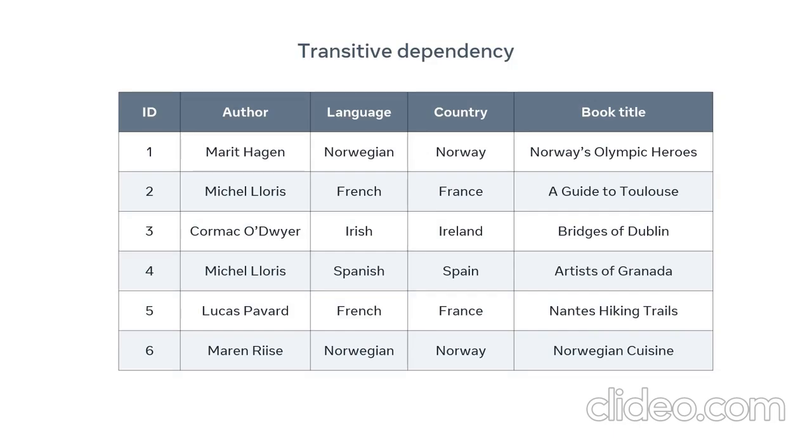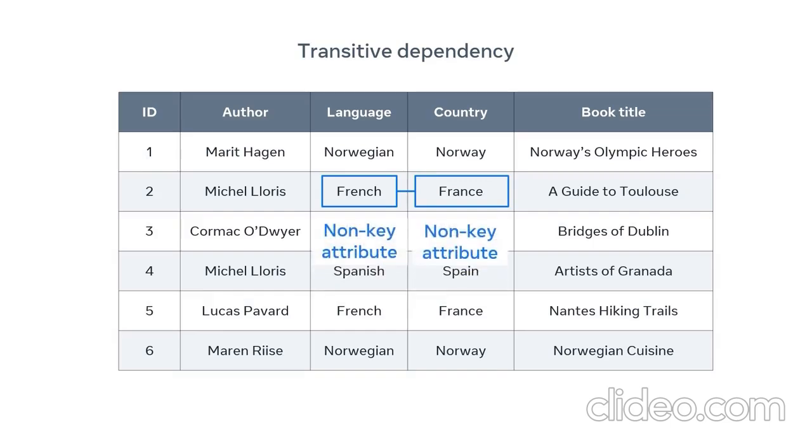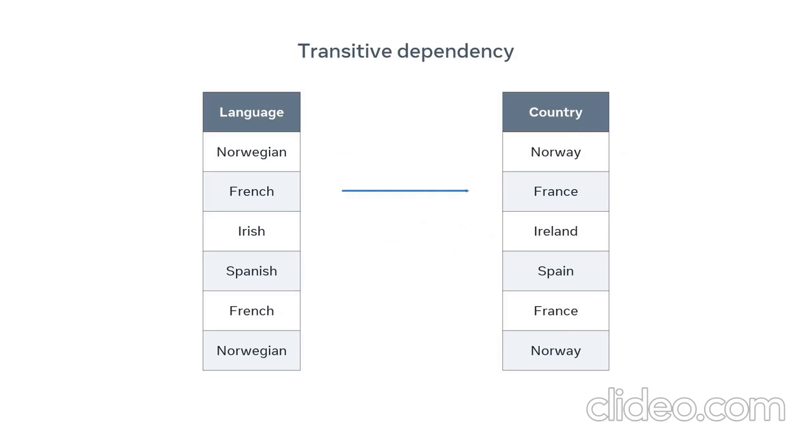For example, in the context of Europe, it's always possible to determine the country is France if the language is French, and vice versa. This means that I have a transitive dependency in this relation. A non-key attribute depends on another non-key attribute. This dependency relation can be presented as follows. Language determines country, and country determines language.